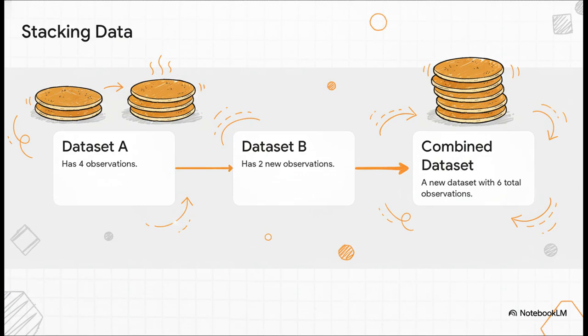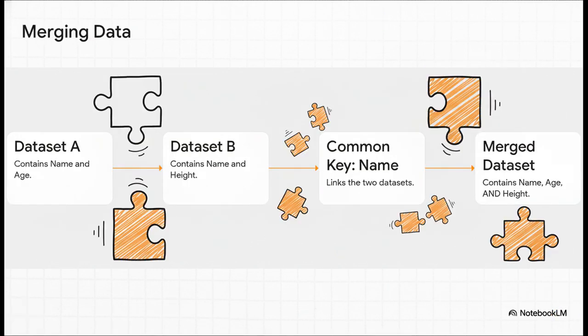Let's say you have two data sets that have the exact same columns. Stacking stacks one right on top of the other, giving you more rows. Seriously, just think of it like stacking pancakes. You just end up with a taller stack. Simple as that. Merging, on the other hand, is a little different.